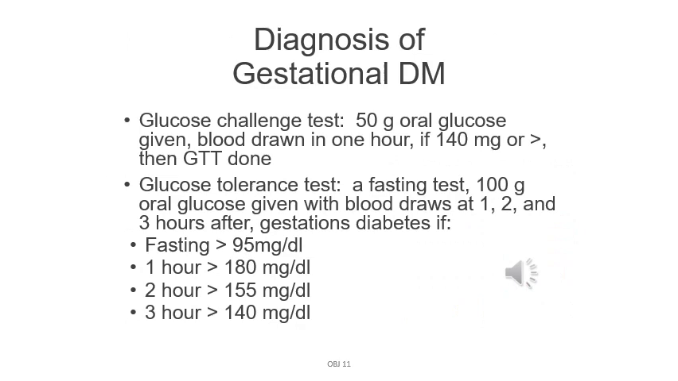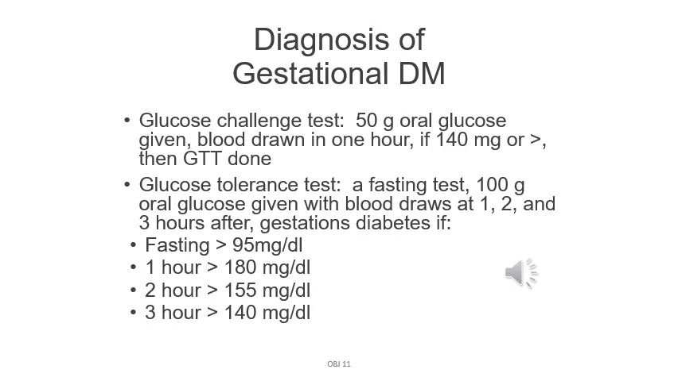You do a glucose challenge initially, somewhere between 24 and 28 weeks. You drink 50 grams of oral glucose. You draw the blood within an hour of that. If it's 140 or greater, then you have to do the 3-hour test, the GTT. That is a glucose tolerance test. Then you drink 100 grams of oral glucose, and you have your blood drawn at 1 hour, 2 hours, and 3 hours.